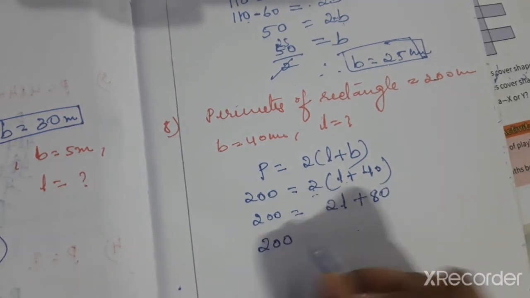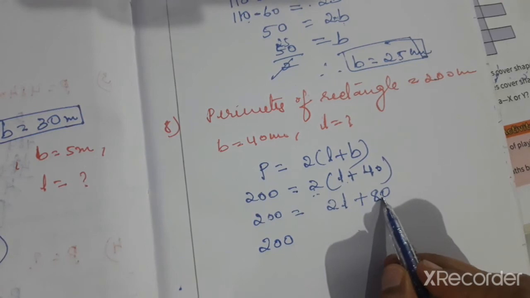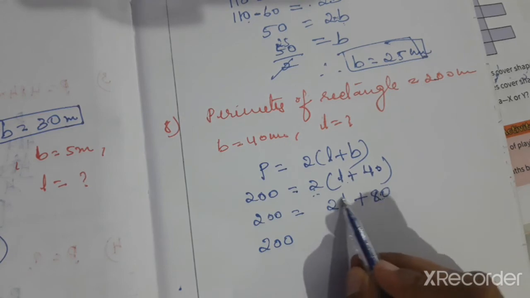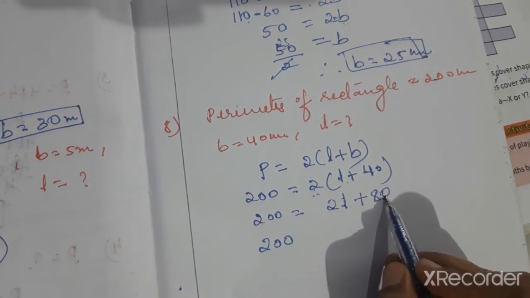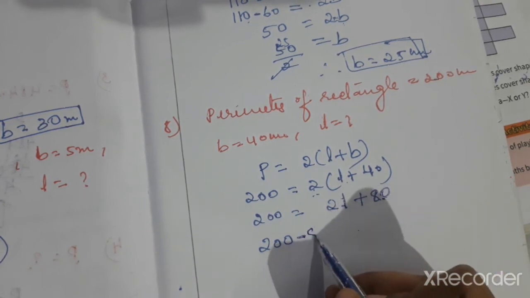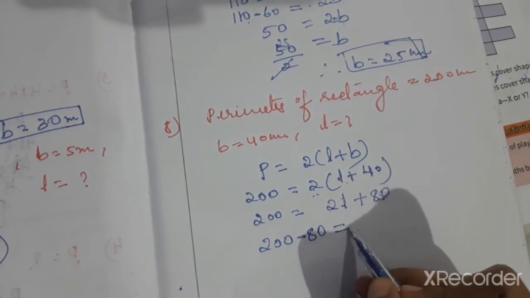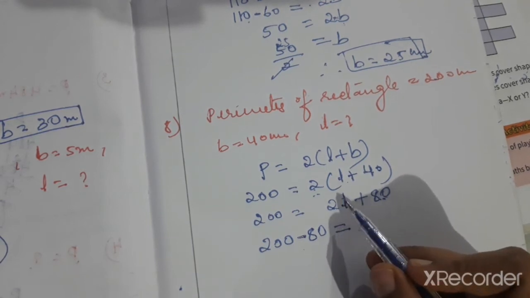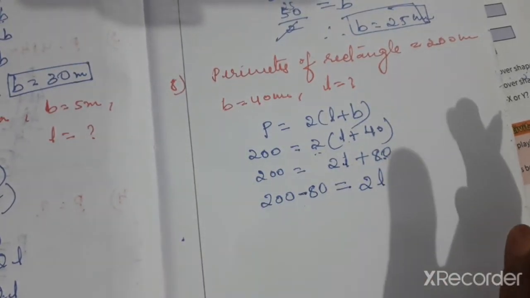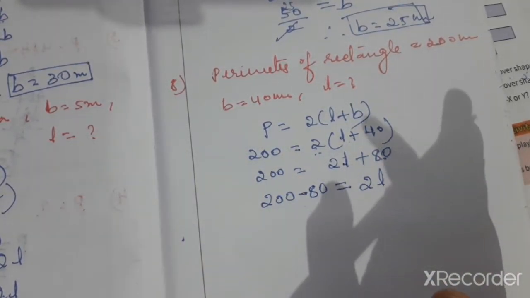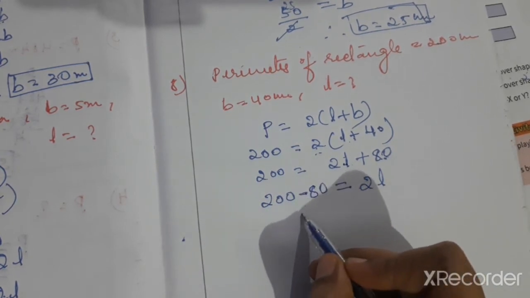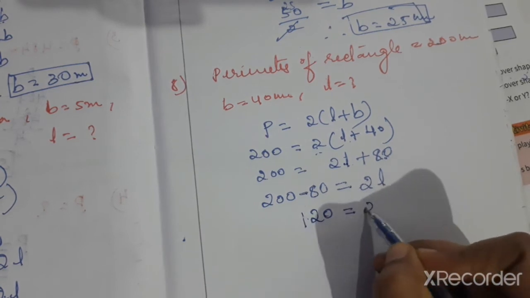Now 200, any numbers? Yes, 80 is a number, and 2L is an algebraic term, because it is a numeral with a letter. Only number is 80. Shift here, change the place, change the sign. Right side will become left side, so the symbol also changes. Equal, then 2L is on the right side only, so no need to change the symbol. If you are shifting from right side to left or left to right, we have to change the sign. Now 200 minus 80. 200 minus 80 means 120 equals 2L.